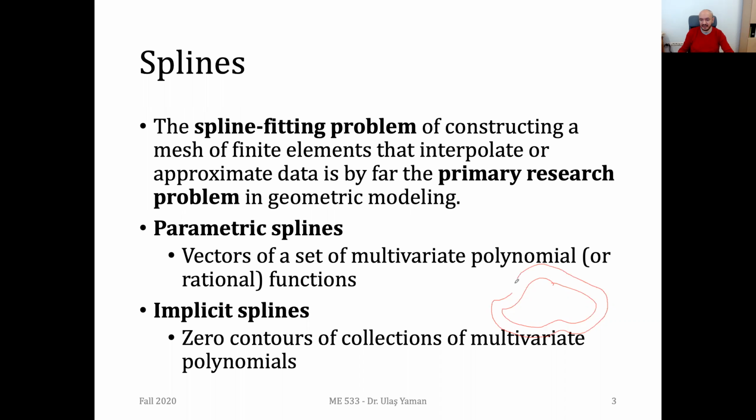Since you're not defining any function, you're not discussing the order of it. That's why it's an implicit one. But for parametric ones, we need to have some numbers, variables, and with the help of them, we can represent these splines.